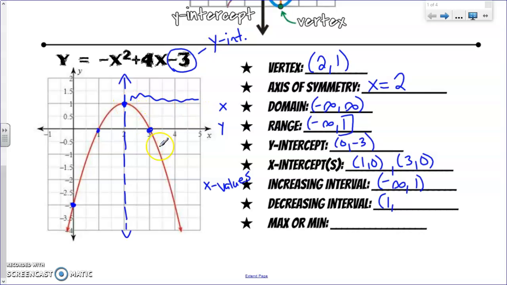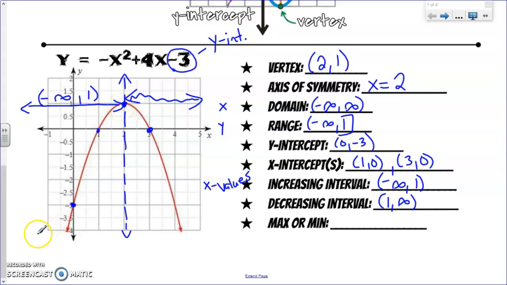All right, so then from 1 to positive infinity, this interval right here, what's happening in the graph? It is decreasing. Does everybody understand that? From 1 to positive infinity, the graph's going down. Here, from negative infinity to 1, the graph is going up. So from negative infinity to 1, what's happening to the graph? It's going up. Does that make sense?